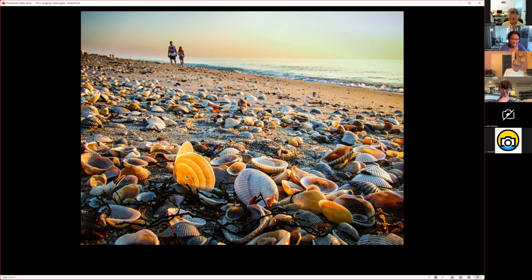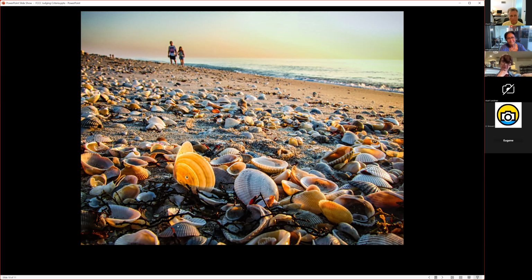What is the point? Can anybody hear me? Okay. What was the point of taking the photo? Was the point the people and a little bit of the background or the foreground, or was it the foreground? So what was the point? I agree with your comment there. A little bit closer and in focus of the people. The point is the shells. I think the point of the shot is the shells.